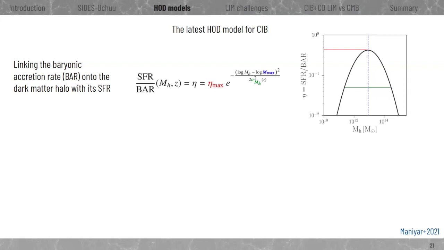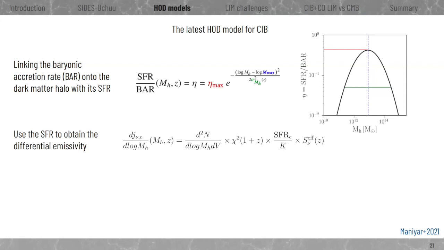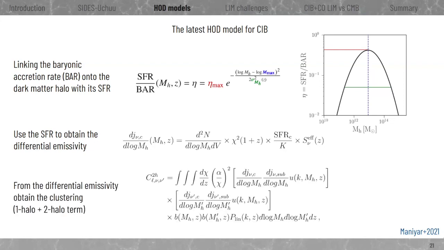This model uses this parameterization with these three parameters. Eta max is the maximum efficiency that we can get, and it defines the maximum point here. M max is the halo mass at which we get the maximum efficiency, and sigma is the width of the curve here, which is also evolved with redshift. The star formation rate obtained from this parameterization is put in to build the differential emissivity, which is the emissivity of the halo per halo mass, and then using this emissivity, we can build the one halo term, so to build the model for the power spectrum. The equations are quite big, but I just wanted to show them for reference.